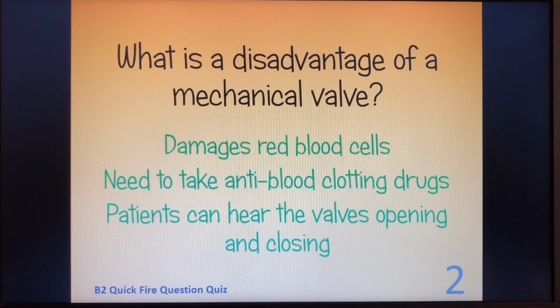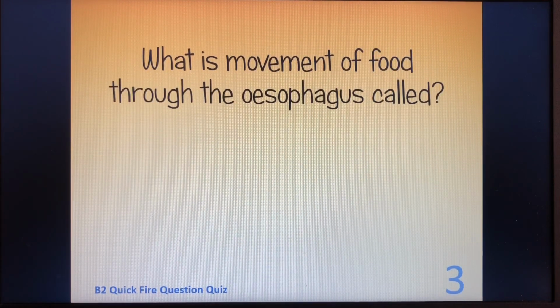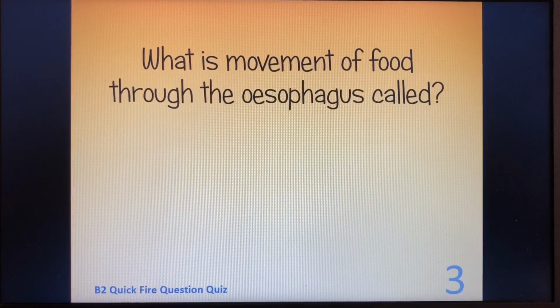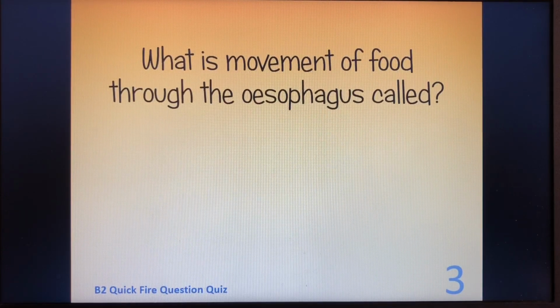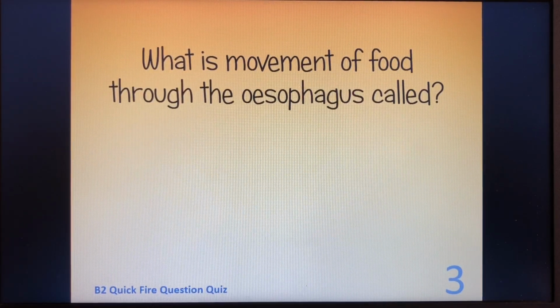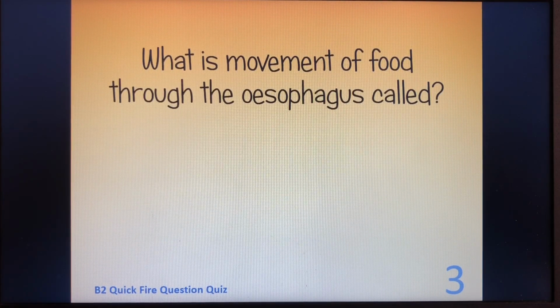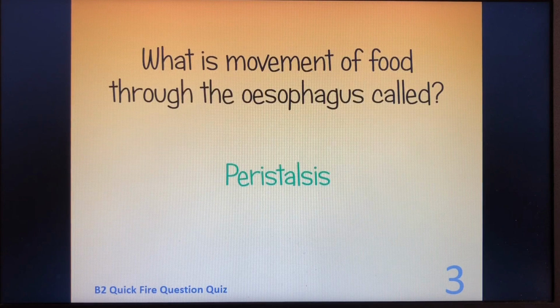Moving on to question 3. What is the movement of food through the esophagus called? Same movement occurs in the small intestine and the large intestine, but what is that word? It's the way that the muscles contract to push that bolus of food, bulked up with the fibre, through the esophagus. And the answer is peristalsis.